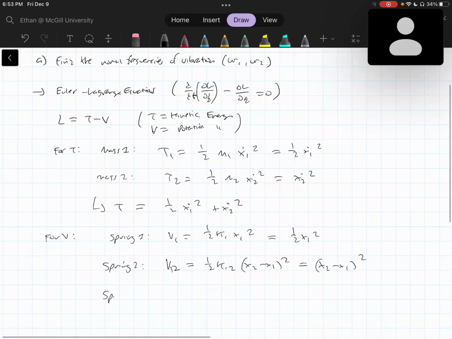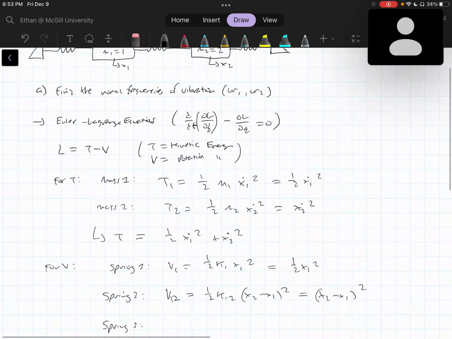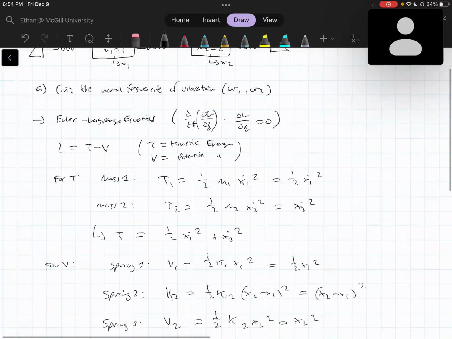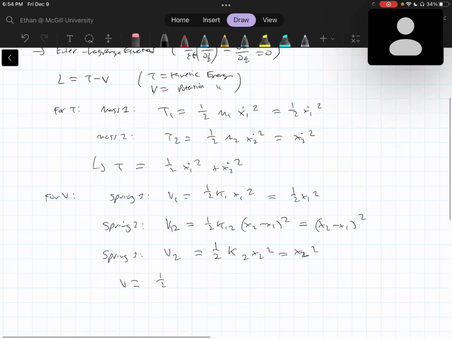Spring 3, V2, is equal to half k2 x2 squared. That's equal to x2 squared, since k2 is just 2. So you can write V as half x1 squared plus x2 minus x1 squared plus x2 squared.